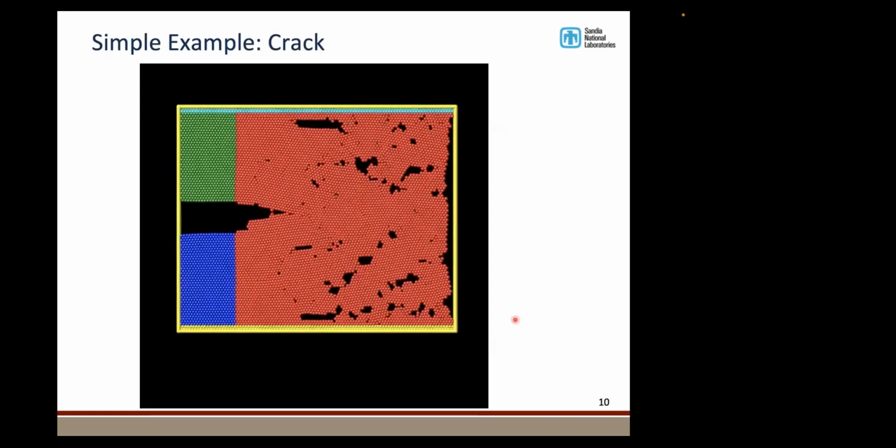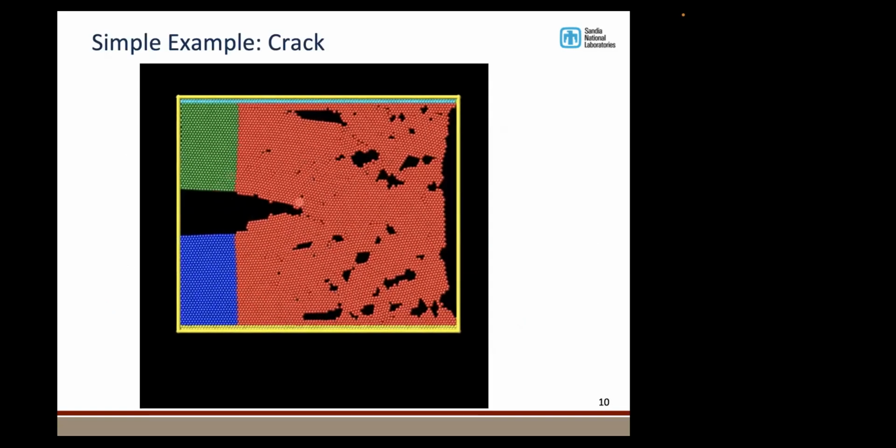Okay, so here's a really simple example. These atoms here are attractive, these blue and green are not. You pull the system apart and you form a crack. So this is just kind of a really simple 2D toy model.